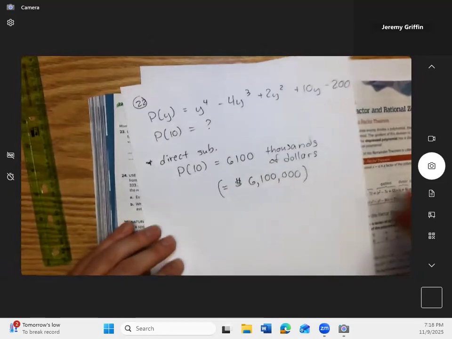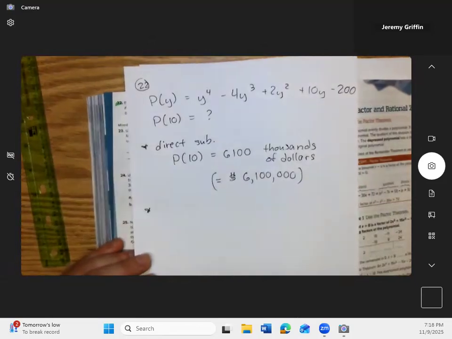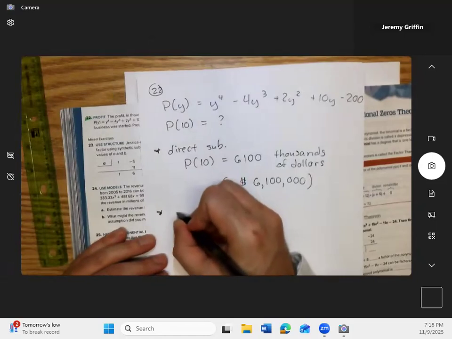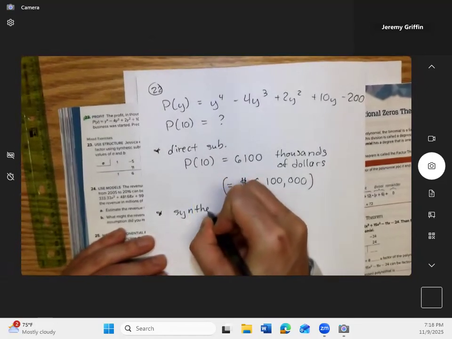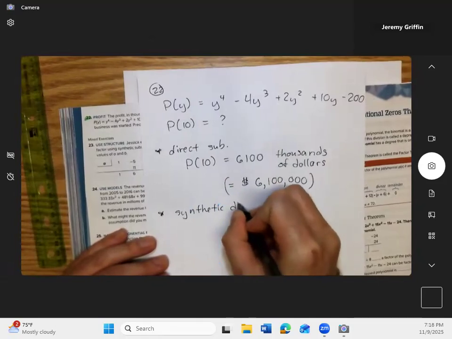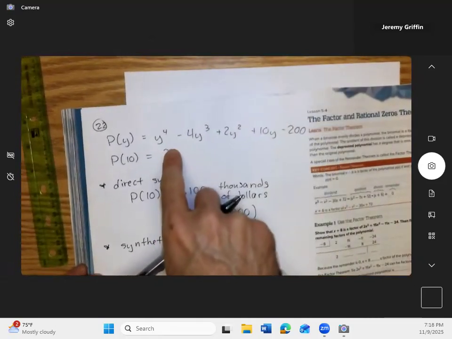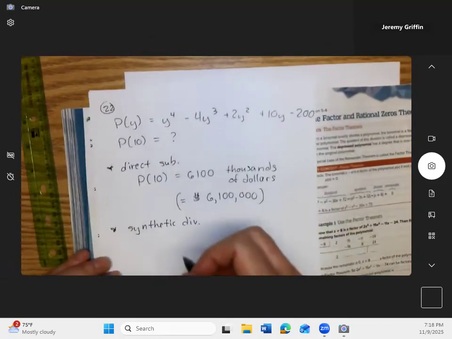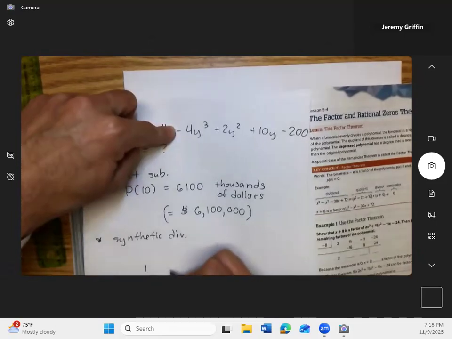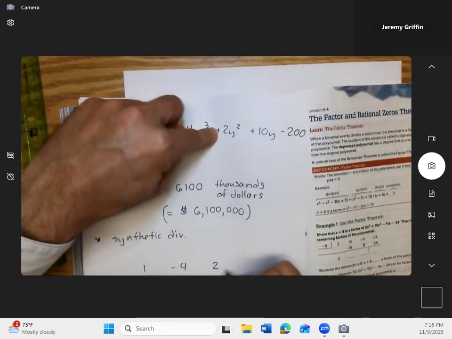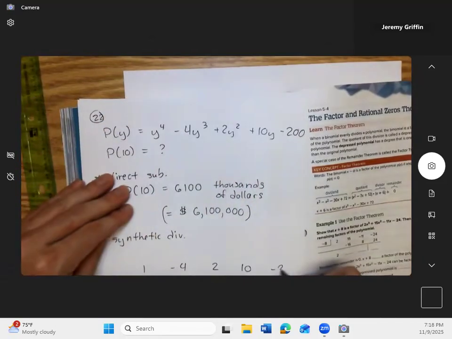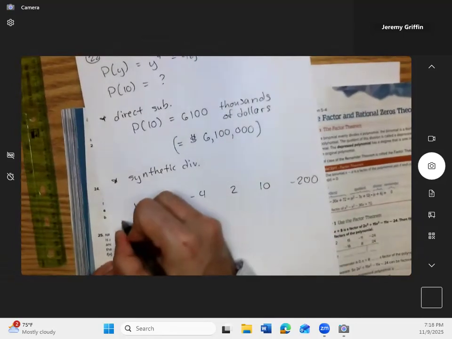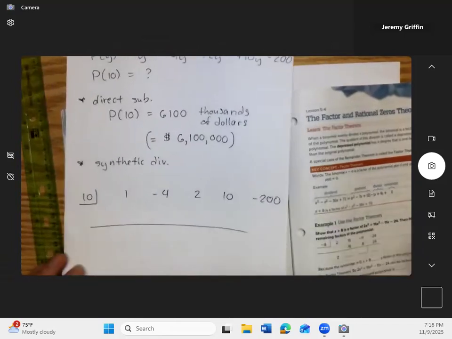Okay, so let's try a couple other methods. I'll do a synthetic division, a long division, and then we'll wrap this up and I'll switch over to 5-4. So let's do synthetic division. So take these coefficients. Now, I think I have all my powers of y: 4, 3, 2, 1, 0. Yeah, so we're good on that front. So the coefficients go 1, -4, 2, 10, -200. Okay, I want to plug in 10. So I'll put that in my box right over here.